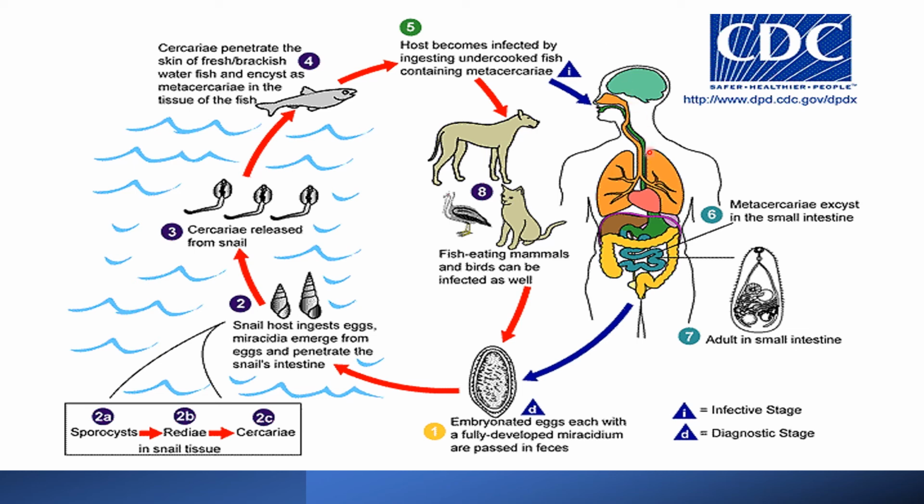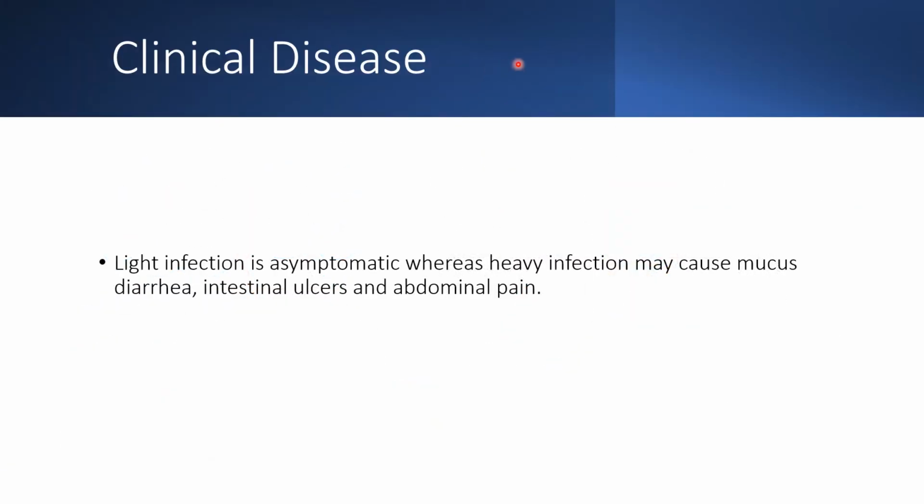Then the metacercariae will excyst in the intestinal tract, attach to the walls of the small intestine and grow to mature. Okay, so that's the life cycle of your echinostoma and artificinostomum. Okay, so for the clinical disease of your echinostoma, we have light infection, asymptomatic.